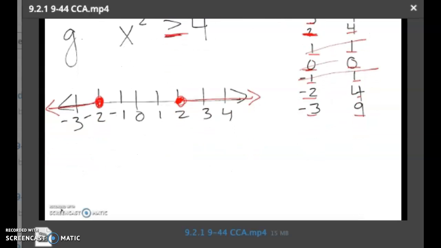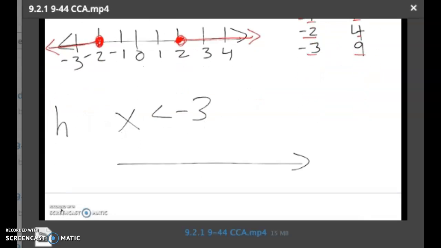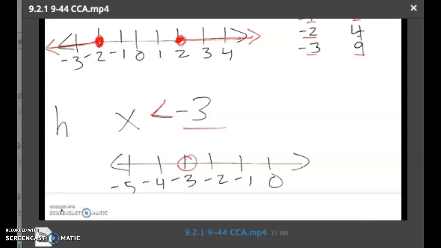All right, let's take a look at one more, at h. We have x is less than -3. Setting up my number line. I know my boundary point is at -3, so a circle on -3. Now this circle is not going to be filled in. I don't have that equal sign underneath the inequality. All I have is that x is less than -3. So numbers that are less than -3 are to the left of -3 on the number line.